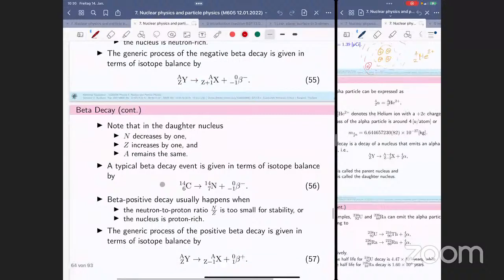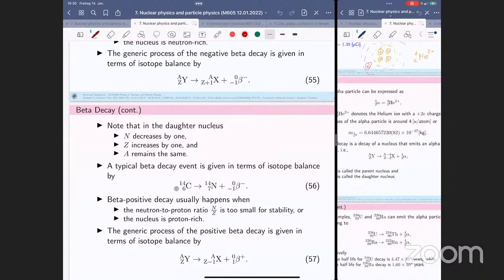So our typical beta decay event is given by the isotope balance. For example, carbon-14 is an example of the beta decay process that you would be able to observe in equation 55.